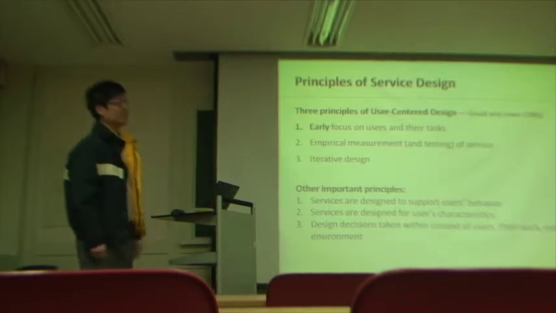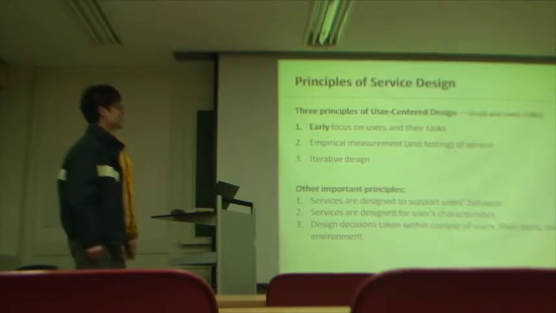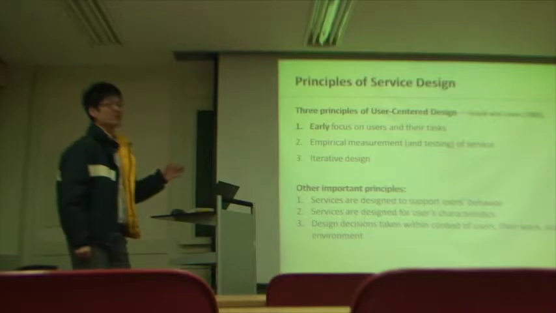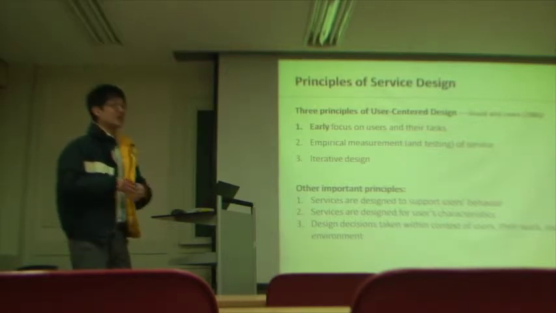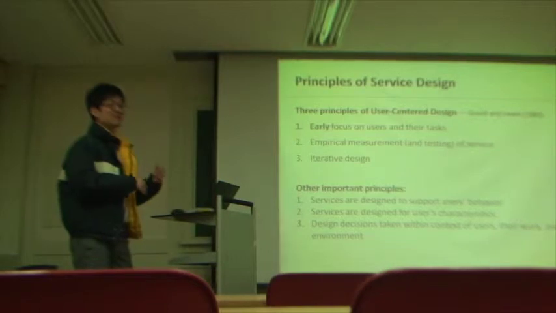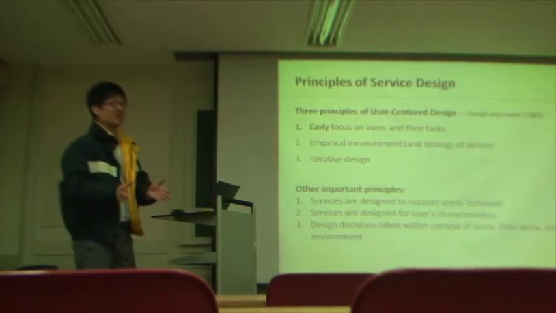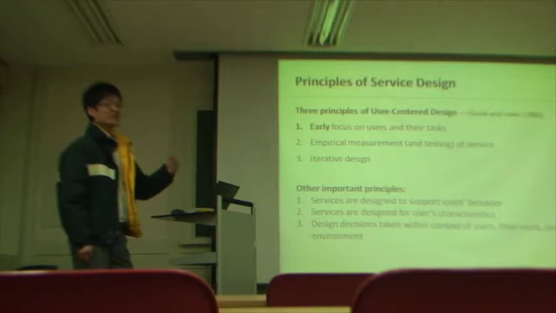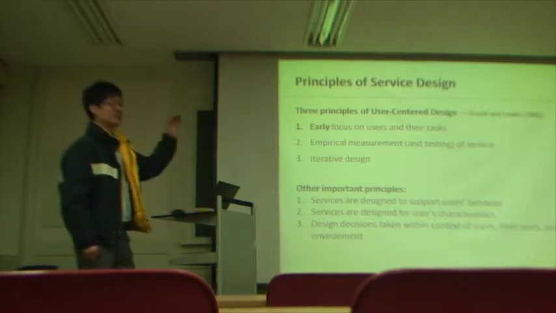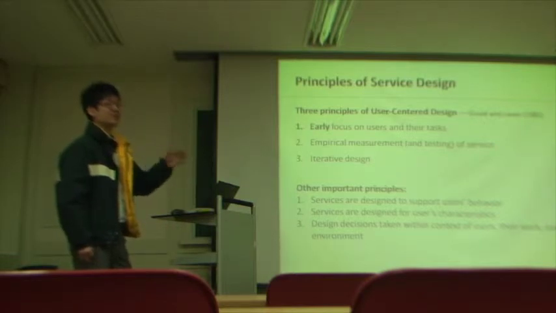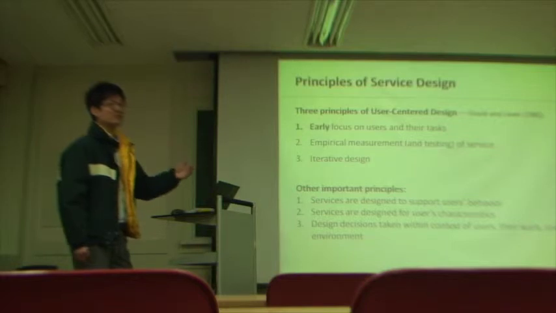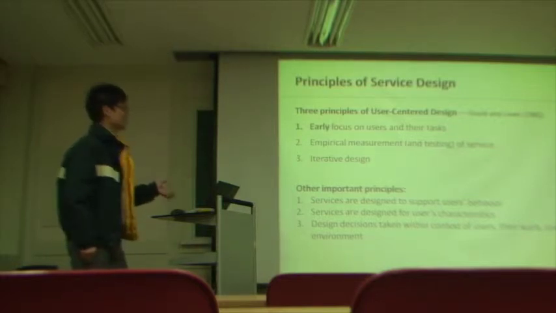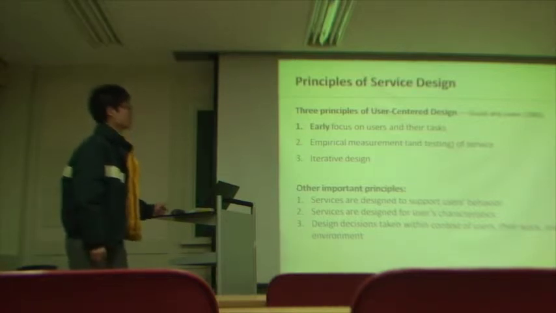Right. And other important principles of user-centered design is, of course, services are designed to support users' behavior. So we don't want users to change their behavior to adapt to our service. We want to design our service to fit users' behavior. And the second principle is services designed for users' characteristics. So like I just said, if we are designing services for kids, or for adults, or for people who cannot see, or people with physical limitations, we have to consider that. And also design decisions are taken within the context of users and their work and the environment.